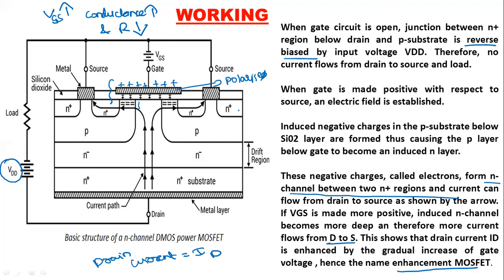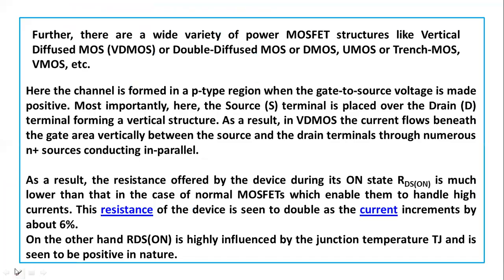So now you understand why it is called N channel, because we use N-type material. Then enhancement MOSFET, because with the increase of VGS, the conductance is increasing, that is, the drain current ID is getting enhanced. That's why we call it enhancement MOSFET, metal oxide semiconductor field effect transistor. That's the working. So now let's add some more things.